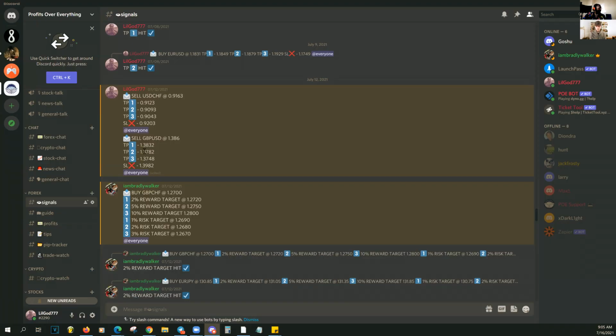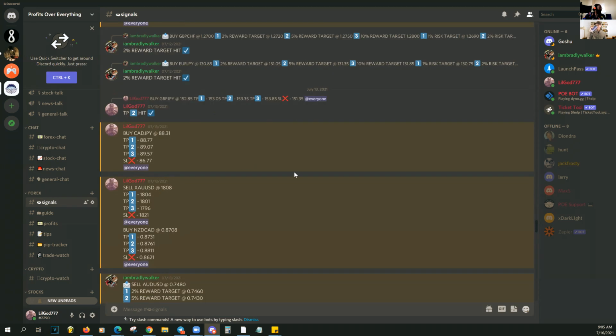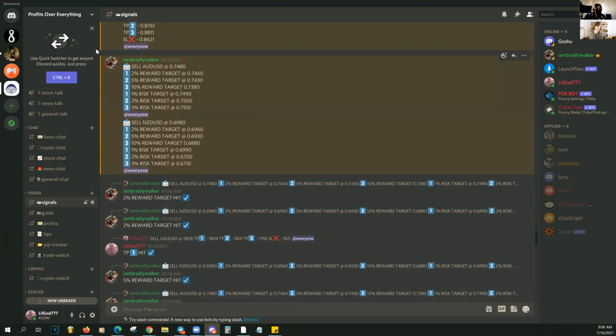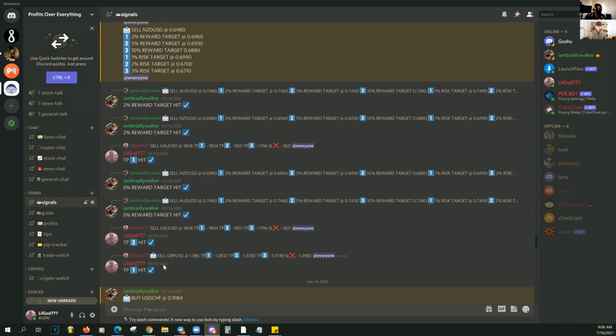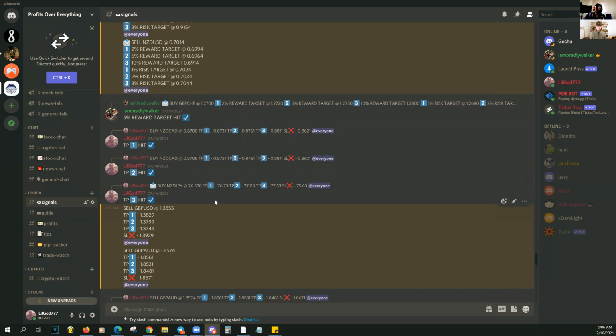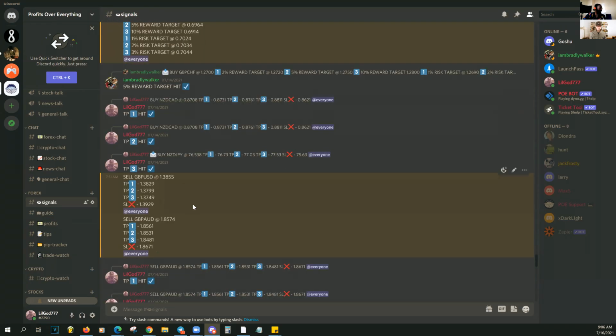All right, guys, this is the first entry, Great Britain Pound USD on the 12th, hitting all these TPs. Then down here, you can see Brad's trades. Both of these hit TPs very quickly. Both TP2s are at 5% target. And then on the 14th, I called the Great Britain Pound again. So I'm going to show you guys that, show you the profits first on those.